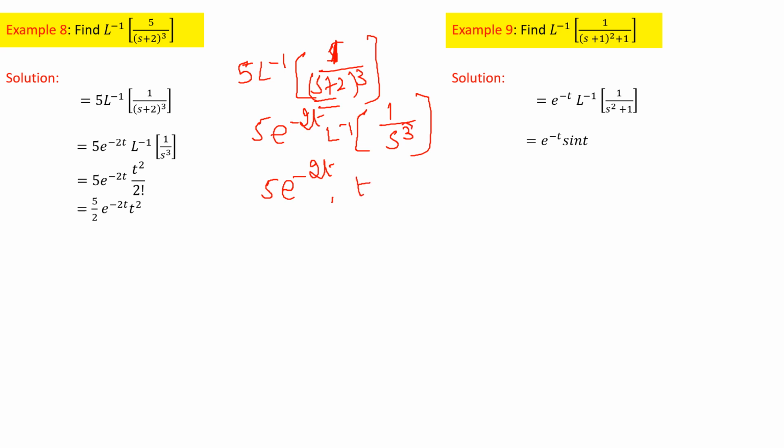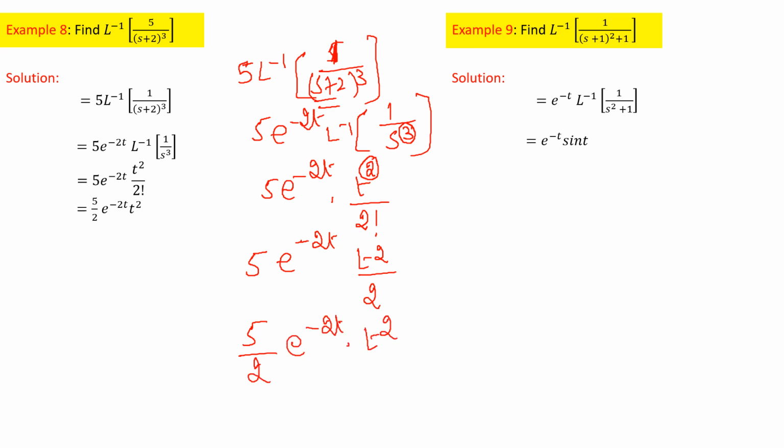See the power here. If the power is 3, here we will write 2. That is 3 minus 1, 2. Then whatever in the power, that value factorial. So this will be 5 into e power minus 2t, t power 2 by 2 factorial is 2. So final answer 5 by 2 e power minus 2t times t power 2.